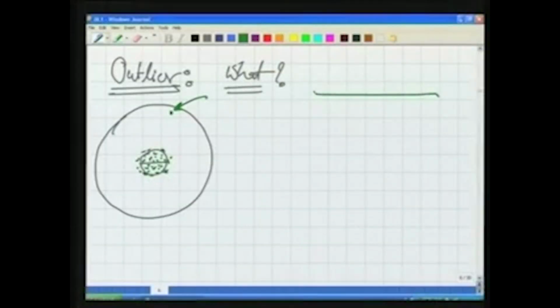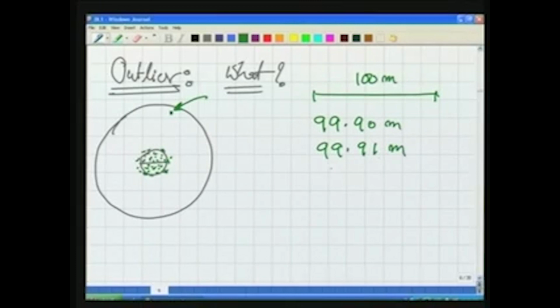The same thing happens, for example, with a line. We want to measure this line, and in the field this line is 100 meters. You are taking the observations, so your observations may be 99.90 meter, 99.91 meter, 100.34 meter, 100.02 meter. Similarly, you will have many observations.